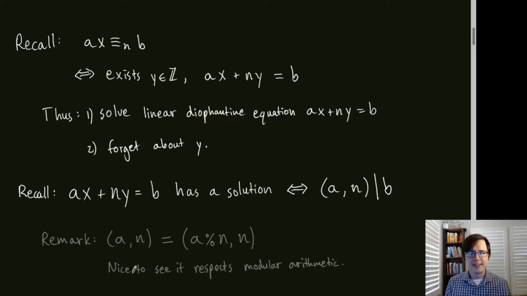One remark, just because it's nice to see how these things respect modular arithmetic, is that like in the Euclidean algorithm, we can take one of the two numbers mod the other to get something with the same GCD. So if we replace a with something else that it's congruent to, for example a mod n, then of course we get the same congruence according to modular arithmetic, but also it's the same GCD, so this condition doesn't actually change. So that's just a nice thing to consider.